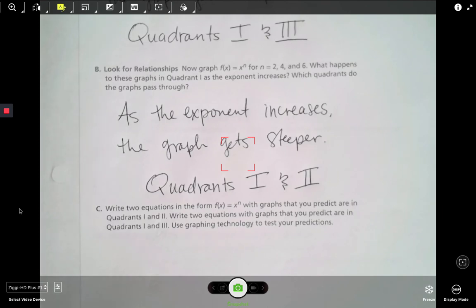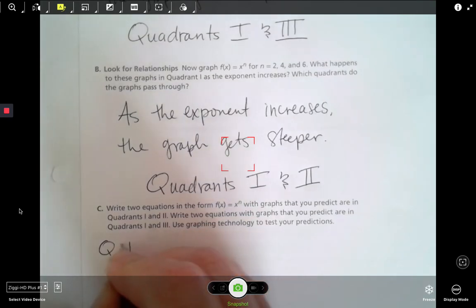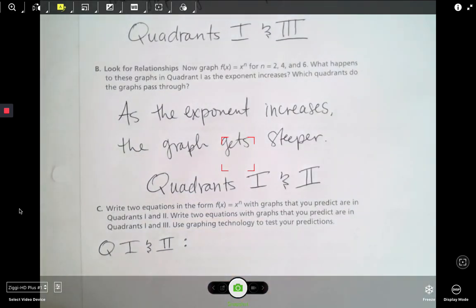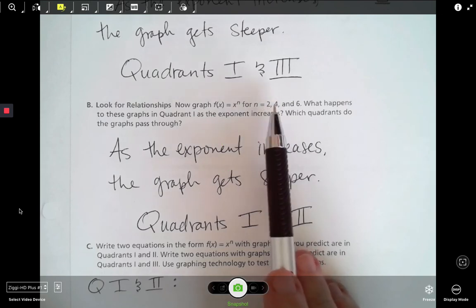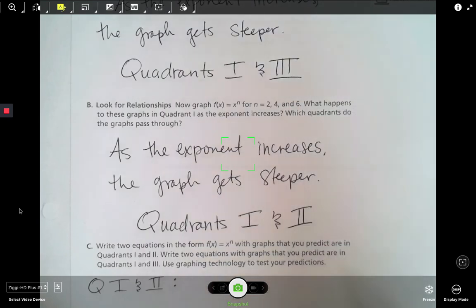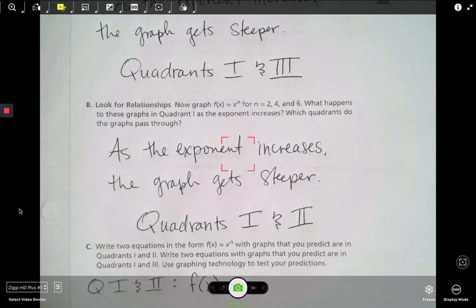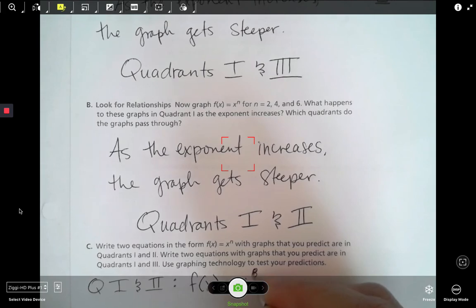C says write two equations in the form of f of x is equal to x raised to the n power with graphs that you predict are in quadrants 1 and 2 first. So let's look at the exponents of our graphs that were in quadrants 1 and 2. What were they? 2, 4, and 6 are all what type of numbers? Even. So if we didn't use 2, 4, 6, will somebody give me an example of one that they think might be in quadrants 1 and 2? X raised to the 8th. F of x is equal to x raised to the 8th.